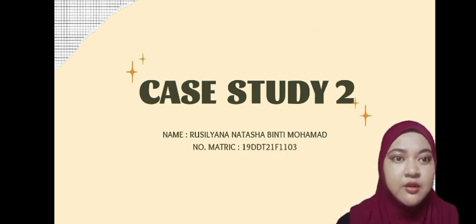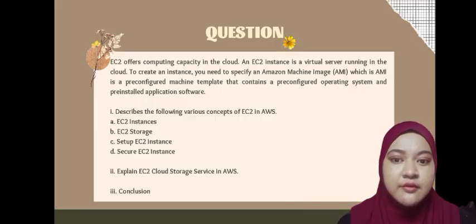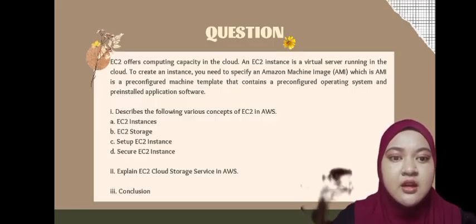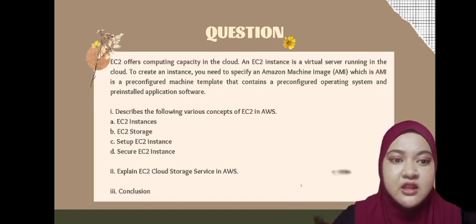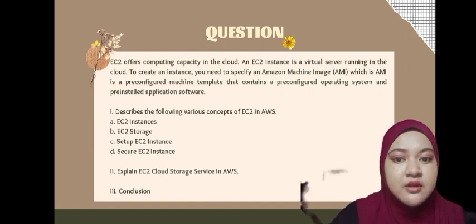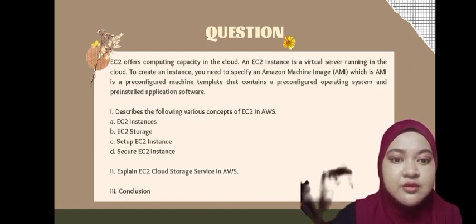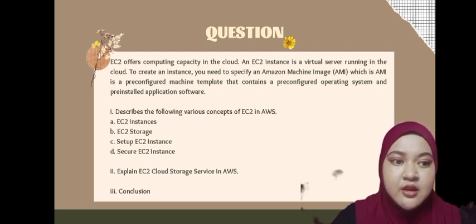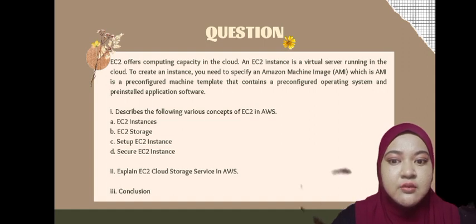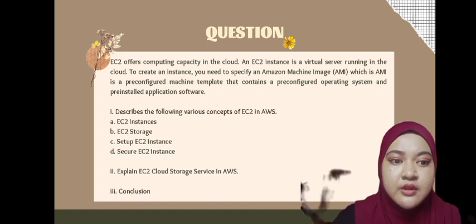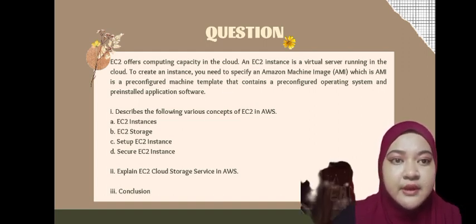Today I want to present my case study 2 for the subject DFN 40253 Cloud Computing. The question is: EC2 offers computing capacity in the cloud, and an EC2 instance is a virtual server running in the cloud. To create an instance, you need to specify an Amazon Machine Image, or AMI, which is a pre-configured machine template that contains a pre-configured operating system and pre-installed application software.